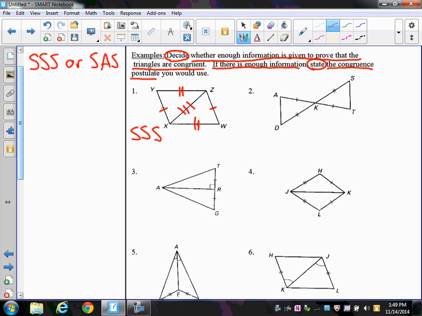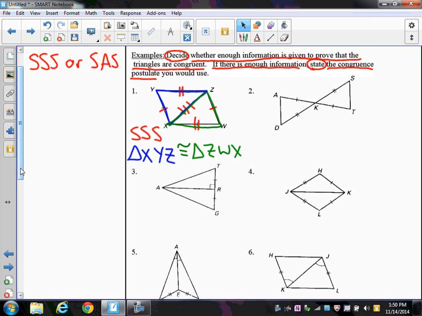I'm going to take this one step further and write a congruence statement, which it doesn't ask us for. The best way to write a congruence statement is to think the direction, just like we did in 4.1. There's 1 tick mark there, 2 tick marks, 3 tick marks. So I'd write triangle XYZ. And I'll do the same thing with the other triangle. I'll start going 1 to 2 to 3. So that's congruent to triangle ZWX.